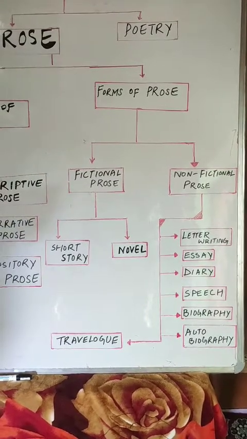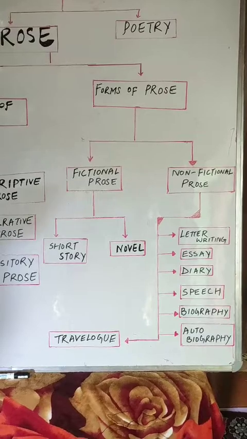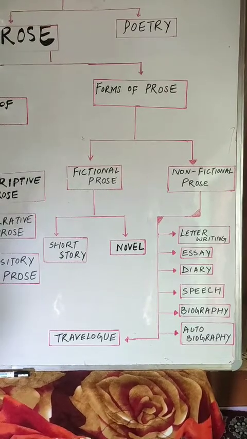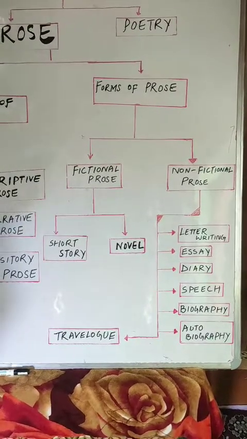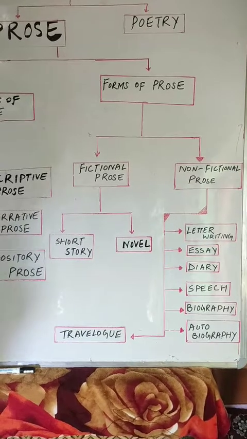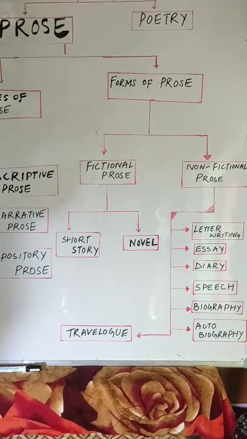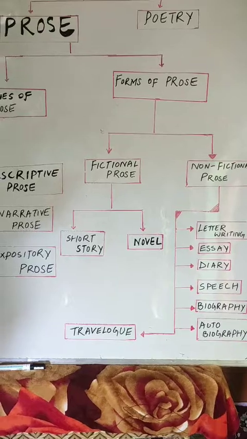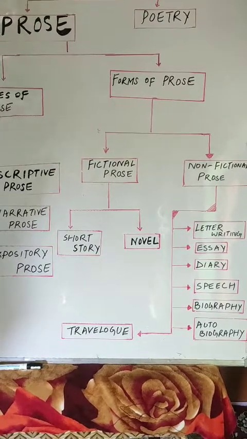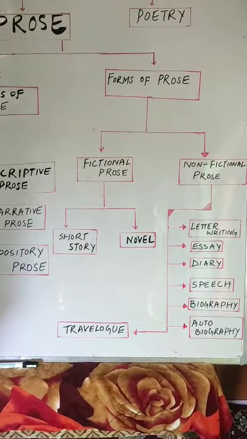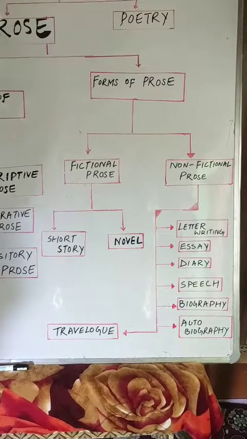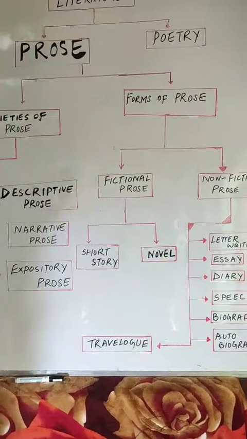Now, autobiography means when we write about our personal life, to share our personal experiences in written form. Travelogue is all about travel, when we share our experiences about our journey, about our travel. That's all, beta. This is all about prose.